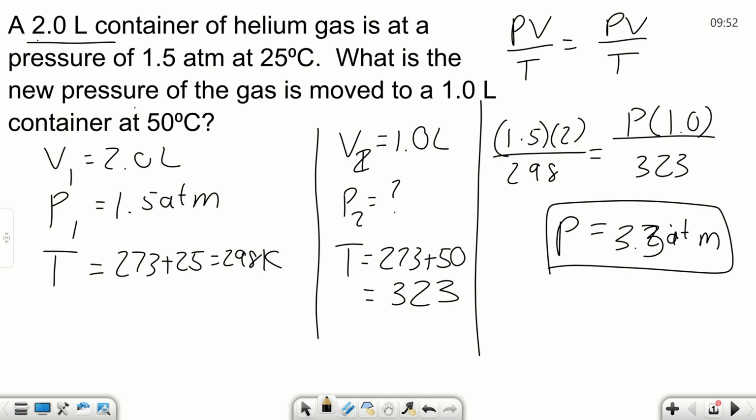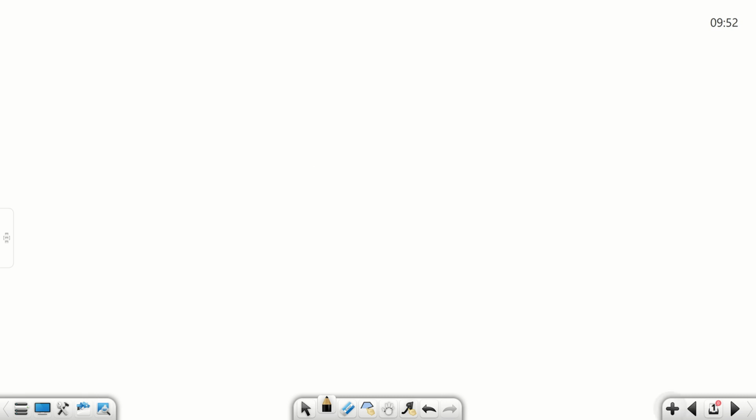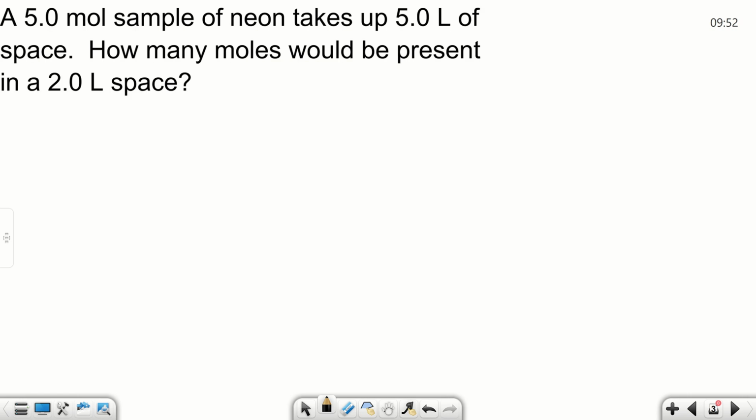All right, so that is our new pressure, which makes sense because I'm decreasing the volume. Volume and pressure are inversely related, and I'm increasing the temperature. Pressure and temperature are directly related. I should see this increase. This is a little bit tougher sometimes to predict because you might have opposite reactions to what you are changing. So again, we just basically solve.